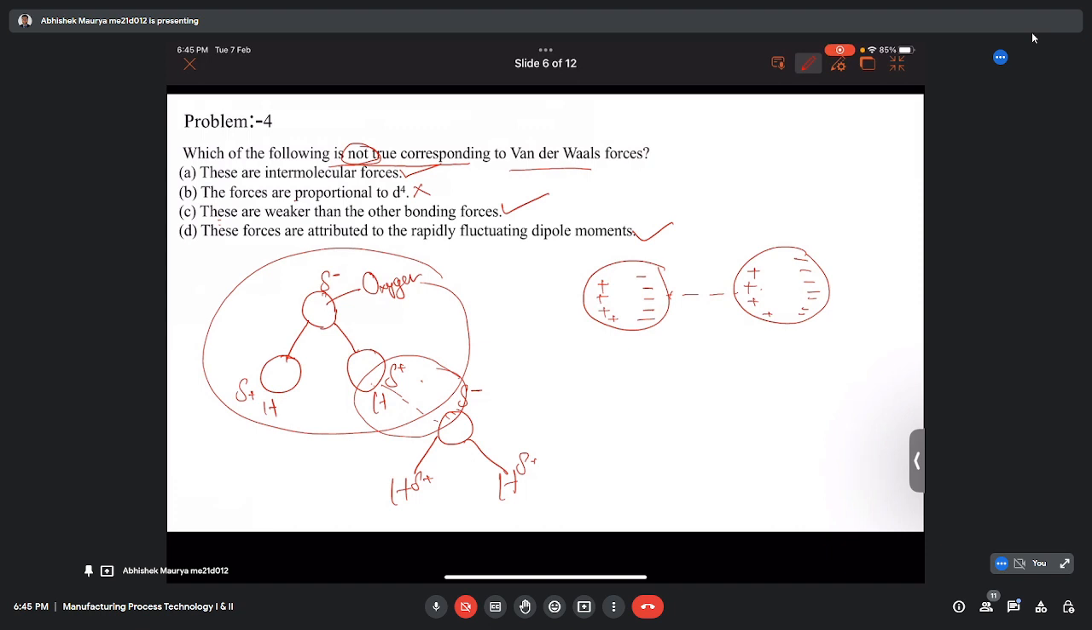So if you see the question, since we have been asked which of the following is not true, so this is the correct answer.